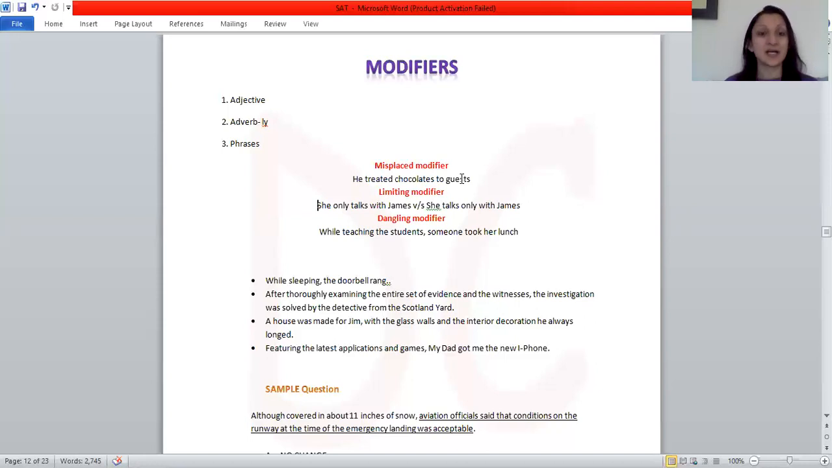Now, another form of modifier where something can be incorrect is the second form, which is the limiting modifier. She only talks with James versus she talks only with James. Both sentences are grammatically correct. This is where a lot of students find a problem, because both are grammatically correct, but there's a slight difference in the meaning. So as per the passage given to you, you'll have to find what meaning suits best.